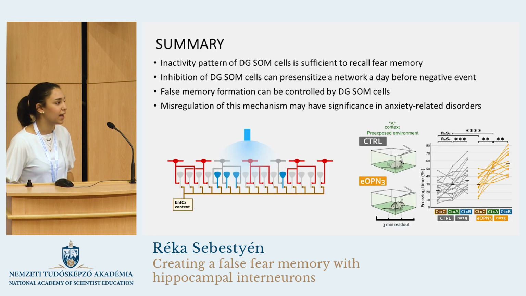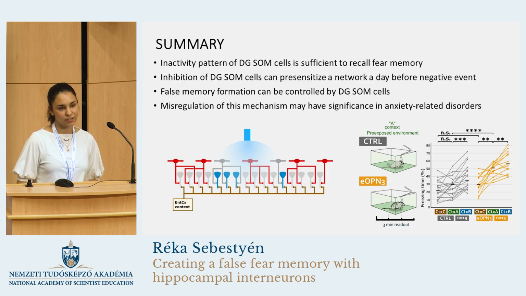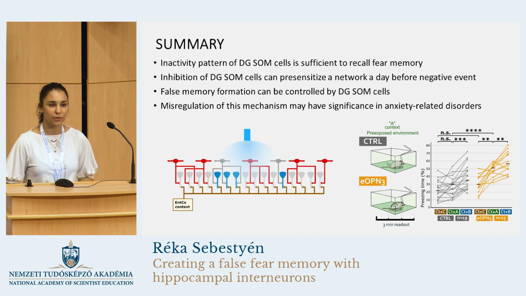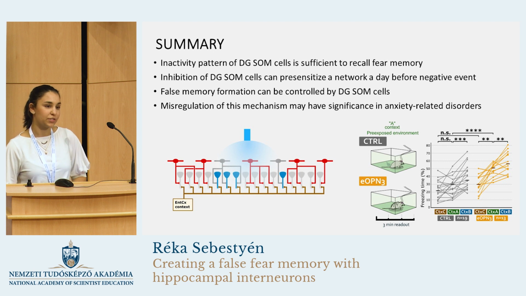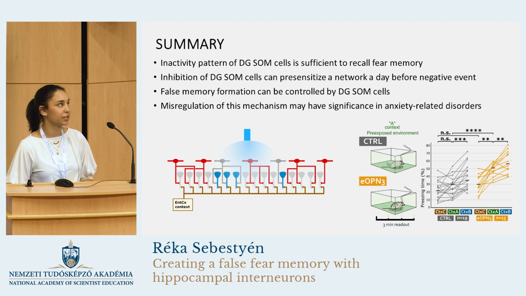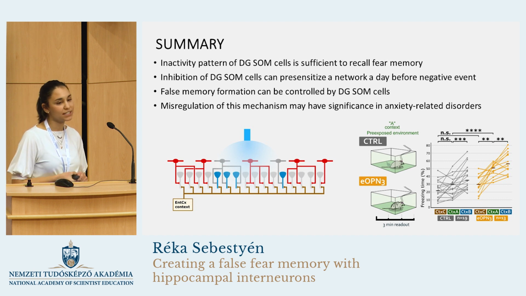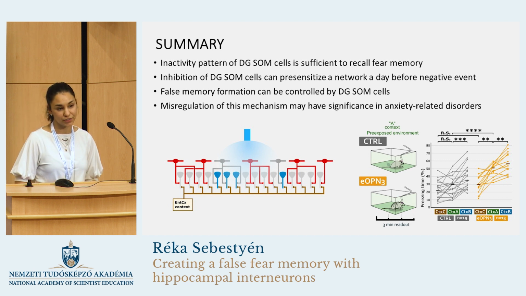So now, as a summary, I would like to conclude that the inactivity pattern of these dentate gyrus somatostatin-positive cells is first of all sufficient enough to recall a memory itself. But the inhibition of these dentate gyrus somatostatin-positive cells can actually, as I said, pre-sensitize a network a day before a fearful event, and can therefore cause false memory allocation between 2 different contexts. Misregulation of this mechanism may have significance in anxiety-related disorders.